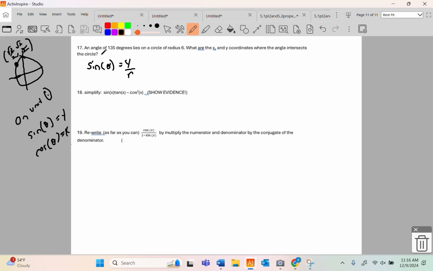So the sine of 135 degrees is positive root 2 over 2, and it's equal to the y coordinate over the radius of the circle, which is 6. And to solve that, all I got to do is just multiply both sides by 6. 6 over 2 is 3. Y is 3 root 2.